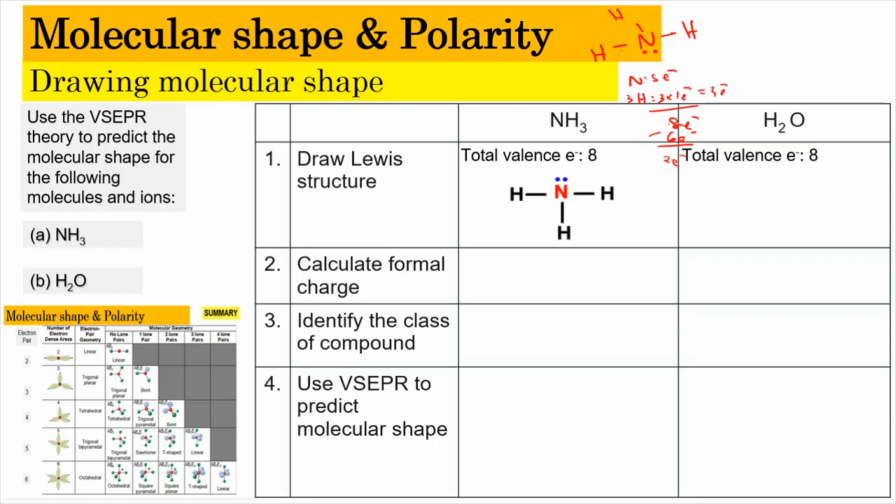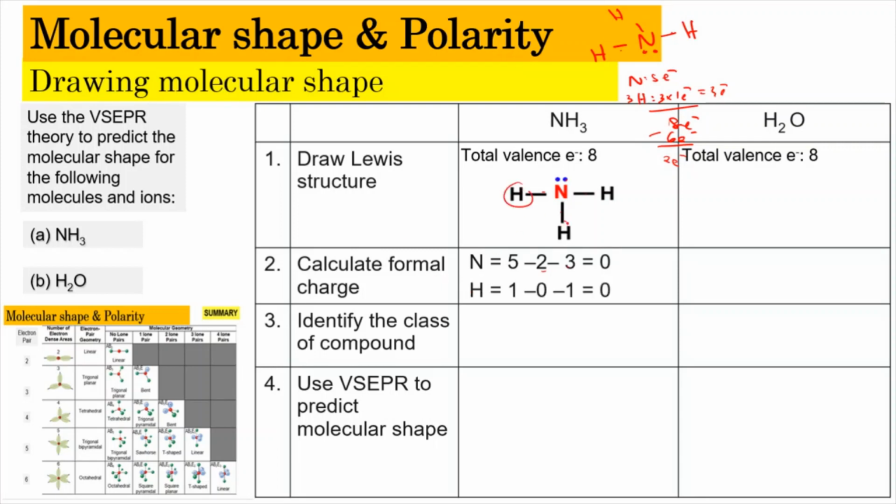Okay, and to ensure that you have drawn it correctly, you can calculate the formal charge. So for the formal charge of nitrogen, the valence electron is going to be 5 minus 1, 2 lone pair electron, minus 1, 2, 3. So the formal charge of nitrogen is going to be 0. And then you can calculate the formal charge of the hydrogen.